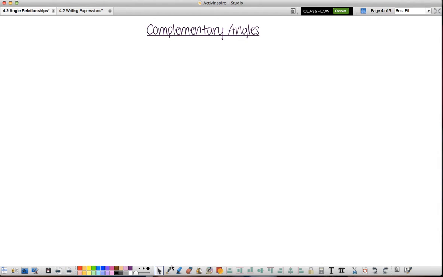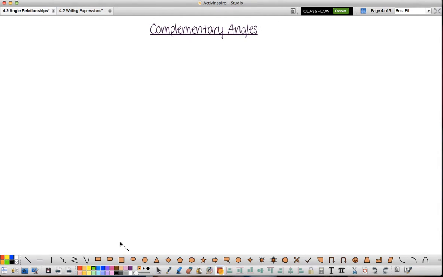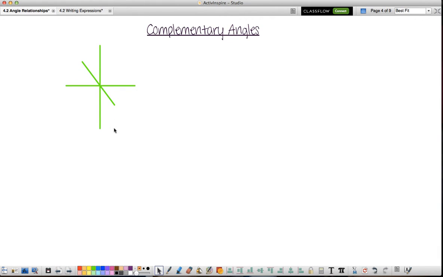Alright, so complementary angles. Again, complementary angles are going to be those angles that make 90 degrees, whether they are together or not. So here, if you can look past all the intersecting lines, you know that you have those lines in the background that are perpendicular that make the 90 degrees. So then these angles here would be considered complementary.